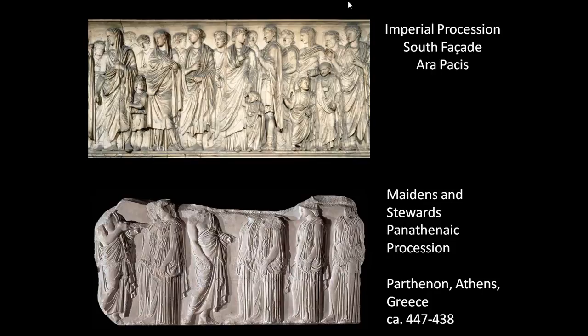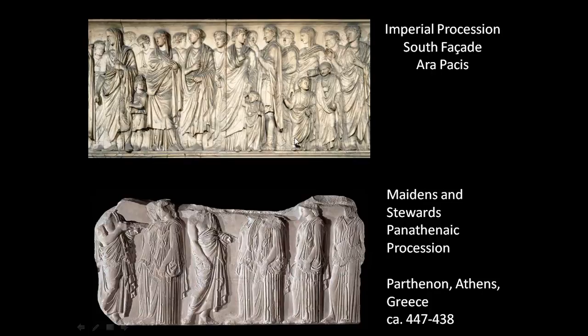Now, what first strikes interest in people and art historians is the similarities of the imperial procession with the relief sculpture of the Panathenaic procession. This was a relief sculpture that was found on the Parthenon in Greece, right? The most important structure in all of Athens. The Parthenon that sat on top of the Acropolis, dedicated to the city's patron deity of Athena.